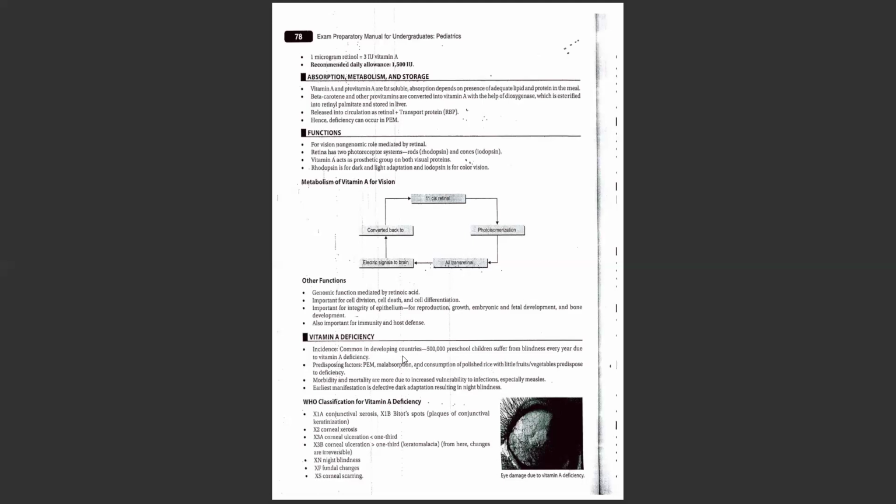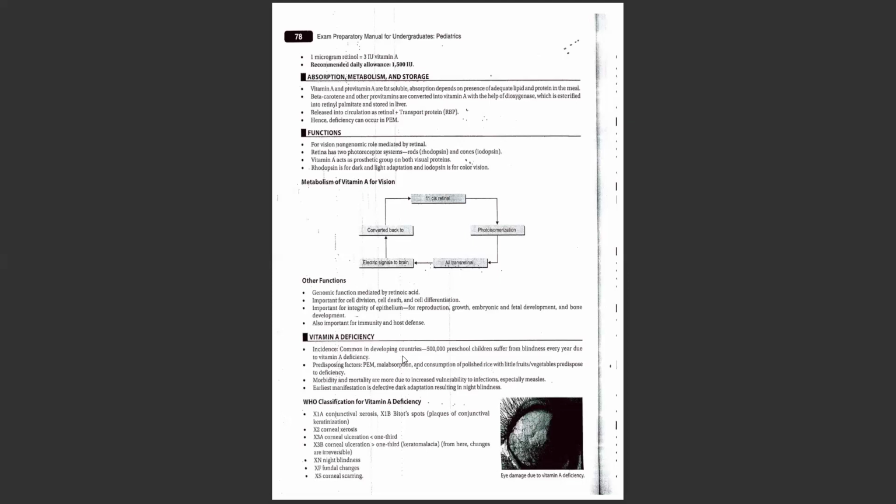If we consume an adequate amount of vitamin A, but if there is any malabsorption, that also leads to vitamin A deficiency. Consumption of polished rice with few fruits or vegetables predisposes to deficiency. Morbidity and mortality are higher due to increased vulnerability to infections, especially measles. The earliest manifestation of vitamin A deficiency is defective dark adaptation resulting in night blindness.